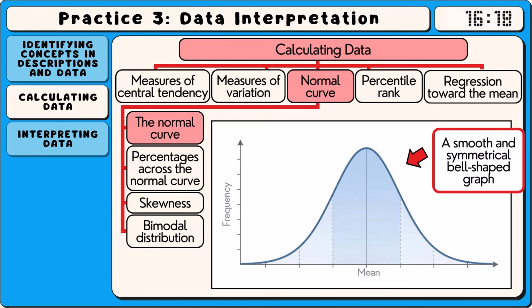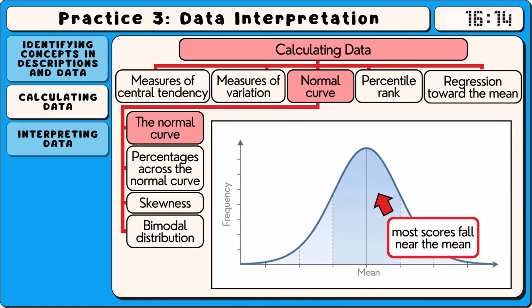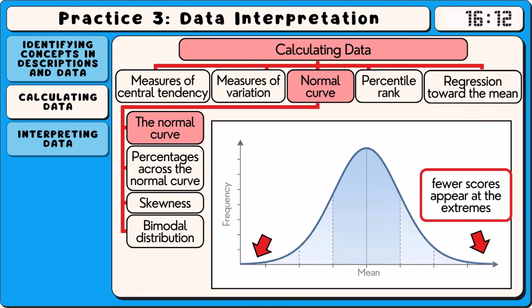The normal curve is a smooth and symmetrical bell-shaped graph where most scores fall near the mean and fewer scores appear at the extremes. This curve is very common in statistics because many things naturally fit upon this curve.